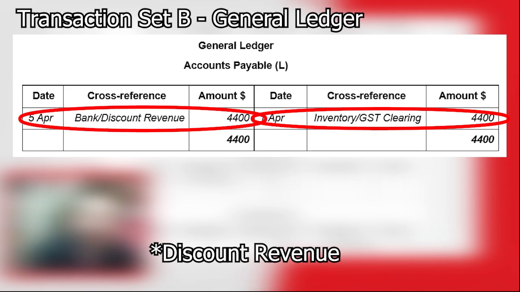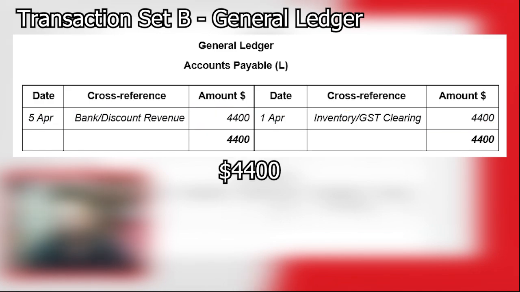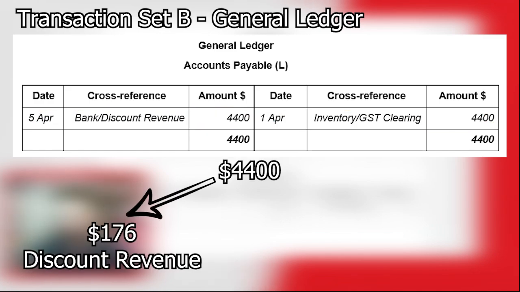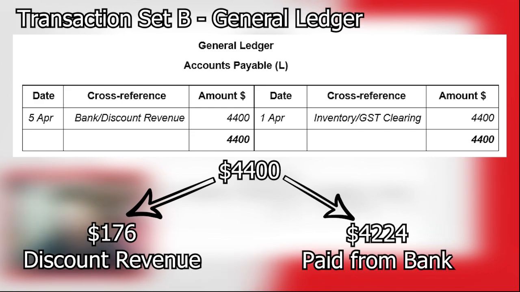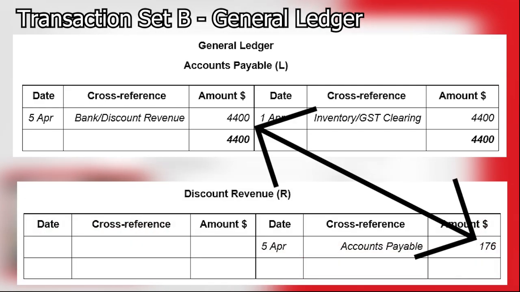And then if we look at discount revenue and bank, we can see the cross references there. Firstly with accounts payable 176, and that's in the discount revenue on the credit side. And likewise bank will be bank 4,224, also a credit. But ultimately we need to look at the report. So let's have a look at the income statement.